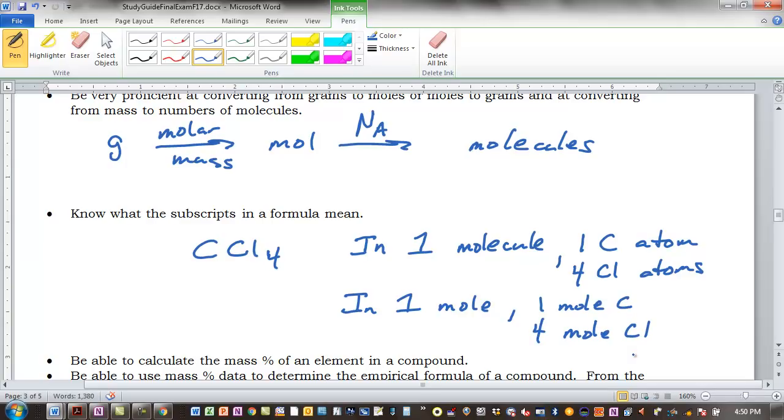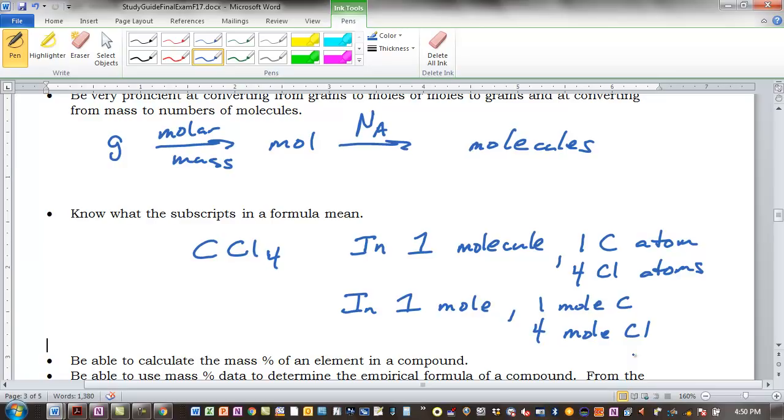So that will become important when we determine empirical formula, because we're going to read those subscripts as moles. How many moles of a substance in that compound, not necessarily as atoms. But we can read it both ways. We can say in 1 molecule, how many atoms do we have? We can say in 1 mole of that compound, how many moles of each element do we have? Okay?